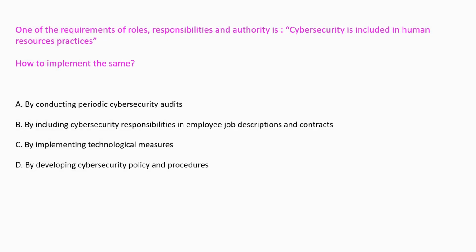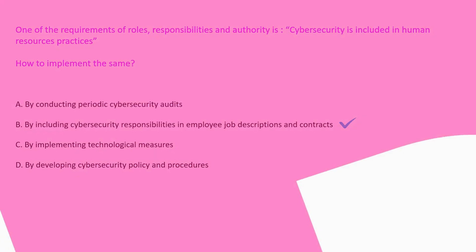One of the requirements of the roles, responsibility, and authority category is that cybersecurity is included in human resources practices. Which of the following is one of the ways to implement the same? The correct answer is option B, to include cybersecurity responsibilities in job descriptions and contracts.